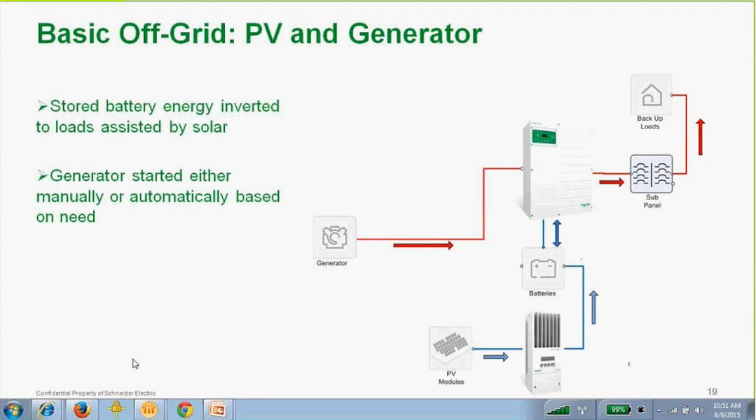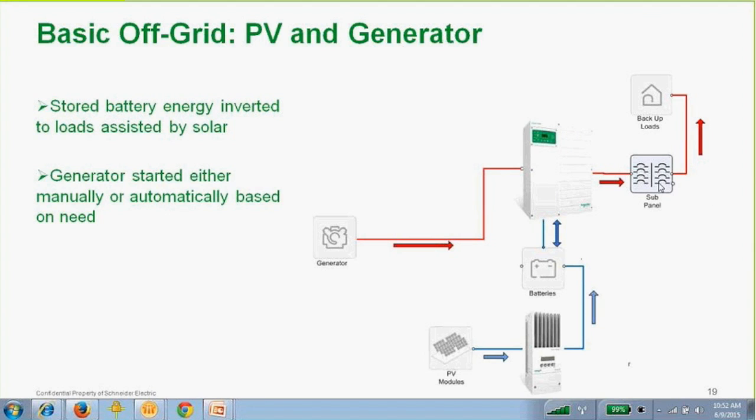So now, our basic off-grid PV and generator system, and this is how it's been done for many, many years. Stored energy in the battery is inverted to loads, assisted by the solar, and the generator is started either manually or automatically based on need. So here we have our PV modules going through our controller on the bottom. I'm showing here an MPPT 150. We're charging batteries, and that battery energy has the ability to be converted here in the inverter, running loads.